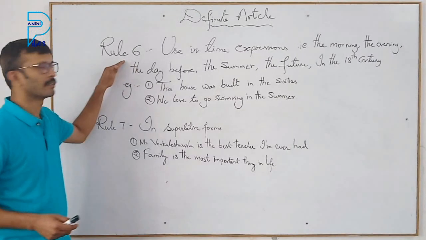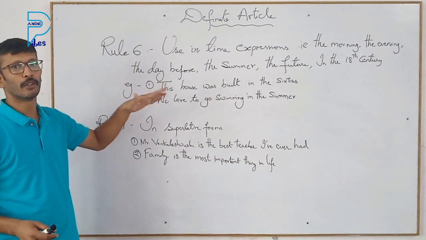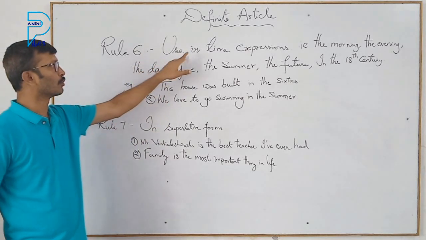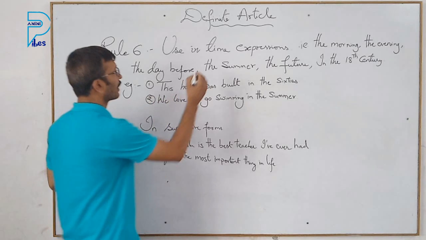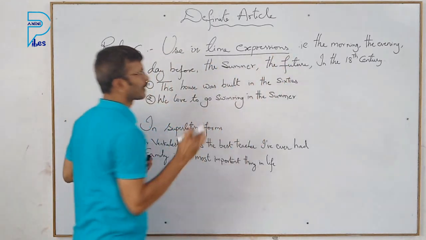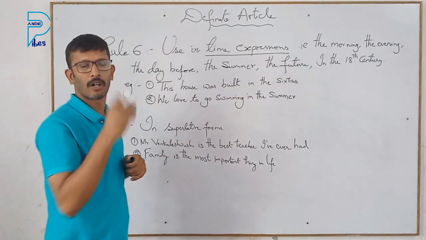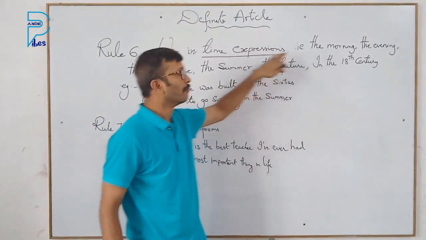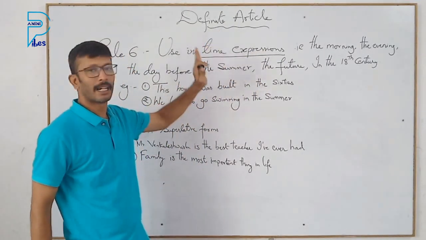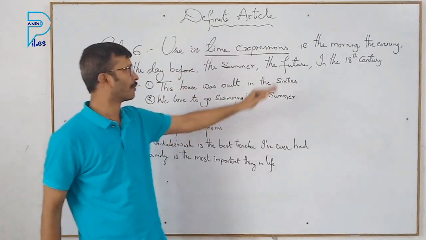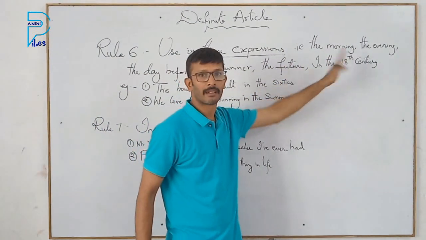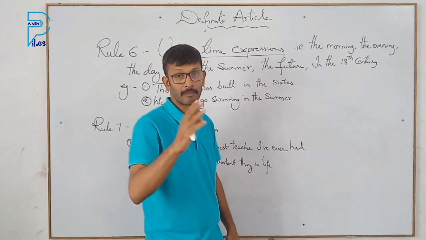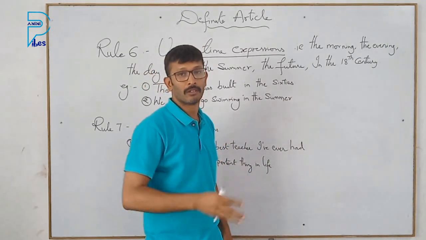Now in rule number 6, let us learn how and when to use the as definite article. In rule number 6, the is used in time expression. Remember carefully, listen, it's time expression. That is, whenever we are talking about or expressing a time or a particular period of time, we mention the as definite article in front of that period of time. For example, the morning, the evening. So morning is a period of time, evening is a period of time, likewise afternoon, the afternoon.